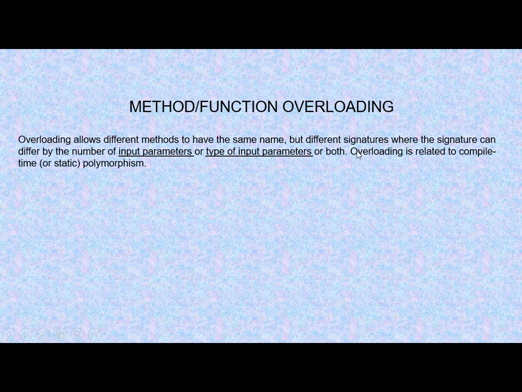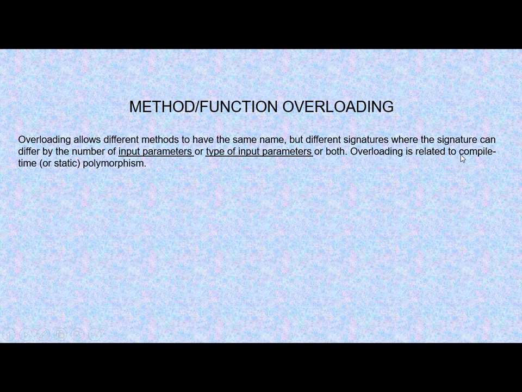What is a signature? Signature means what kind of arguments we are passing inside the method. So how can this differ? It can differ by the number of input parameters, meaning the same function name can have a different number of inputs, and by the type of input parameters, meaning one can have an integer data type or a double data type. This way we can differentiate between the methods.